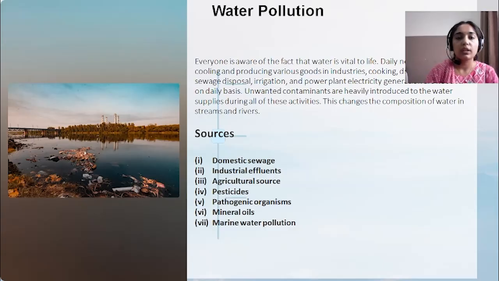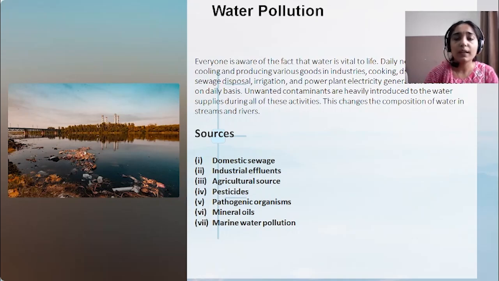Here comes our next topic, that is water pollution. As we already know, water is vital to life. Without water, a human body, a living organism, cannot survive, as it is essential for moving oxygen into our body parts. Daily needs such as cooling and producing various goods in industries, cooking, drinking, bathing, sewage disposal, irrigation, and power plant electricity generation are needed on a daily basis. Unwanted contaminants are heavily introduced to the water supply during all of these activities. This changes the composition of water in streams and rivers.